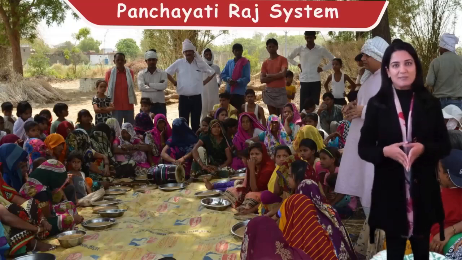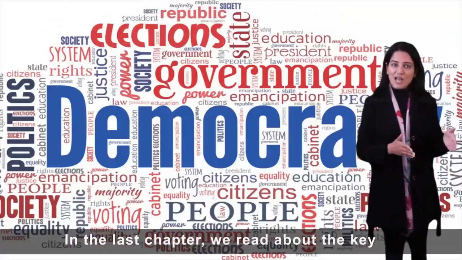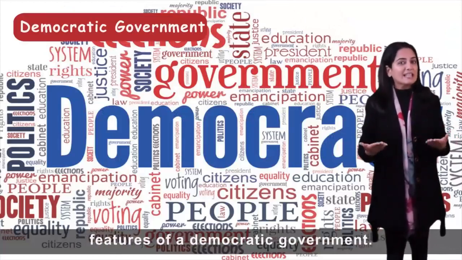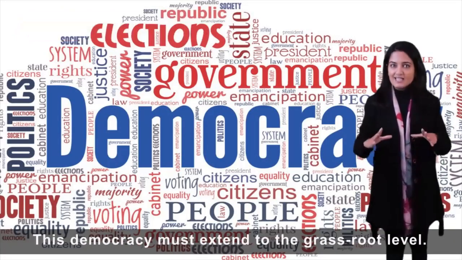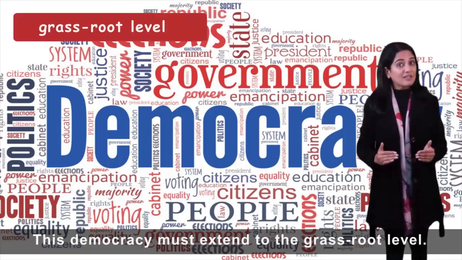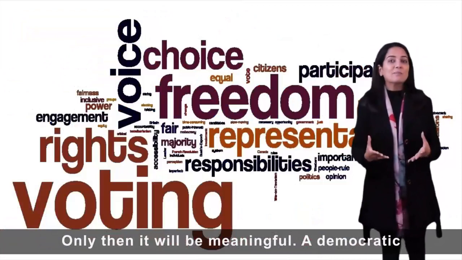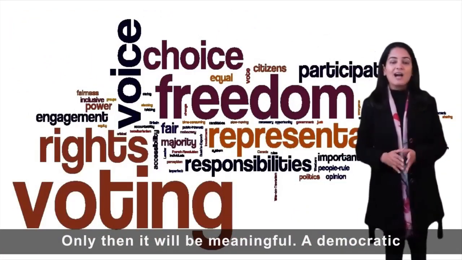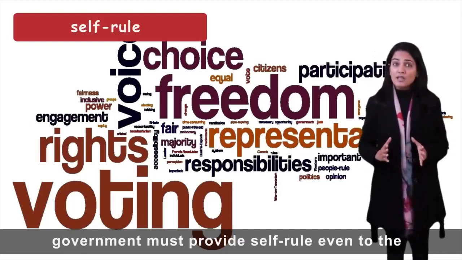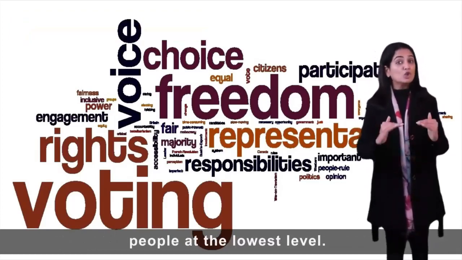Panchayati Raj System. In the last chapter, we read about the key features of a democratic government. This democracy must extend to the grassroots level. Only then it will be meaningful. A democratic government must provide self-rule even to the people at the lowest level.